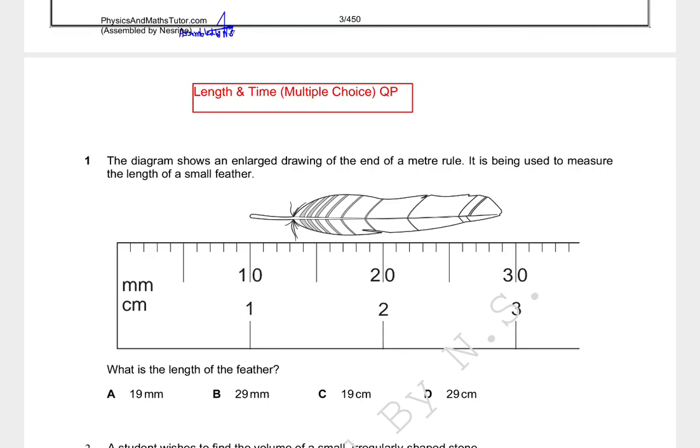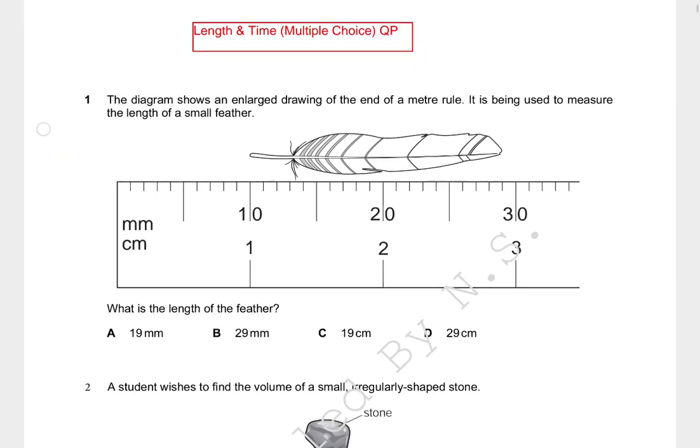Last time we talked about measurements. In this class, we're going to solve past paper questions regarding the measurements that we had last time. If you haven't watched the video, please go back and watch it, and return to past paper questions. Without further ado, let's dive right into it.